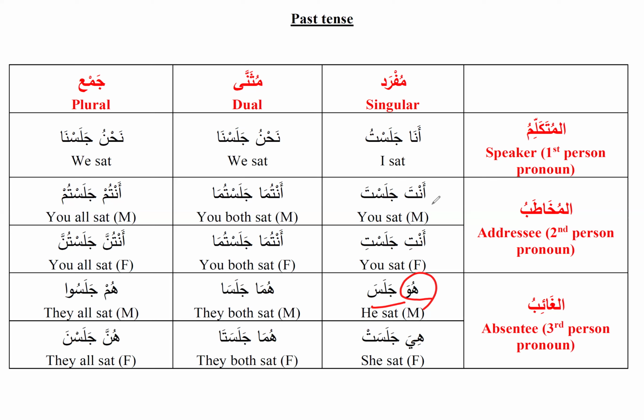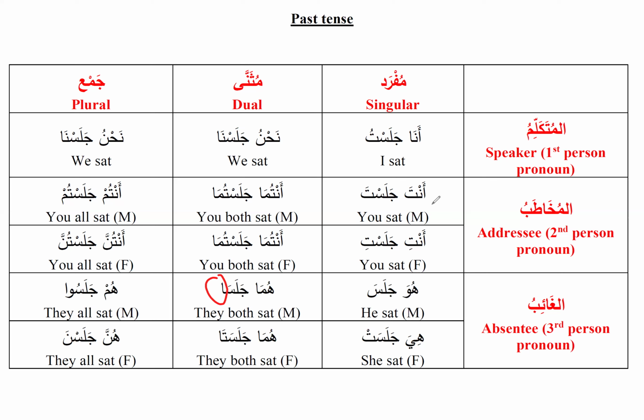Huwa jalasa. Now huma, which is dual, you'll add an alif to it. When you want to say they both sat for male, you add alif. So huma jalasa. And hum for they, like more than dual, plural, you add a waw and an alif. This alif is not pronounced. It's written there to distinguish this from other verbs which have alif as the original letter.